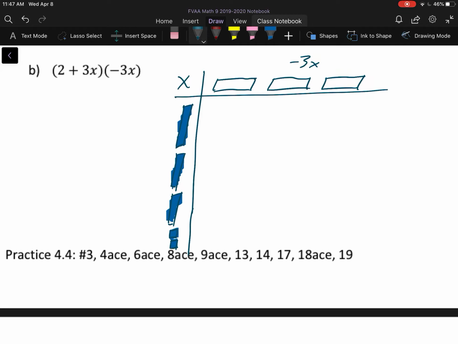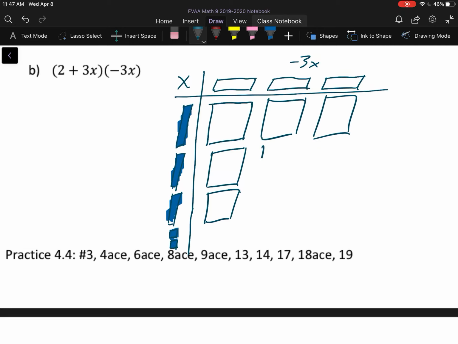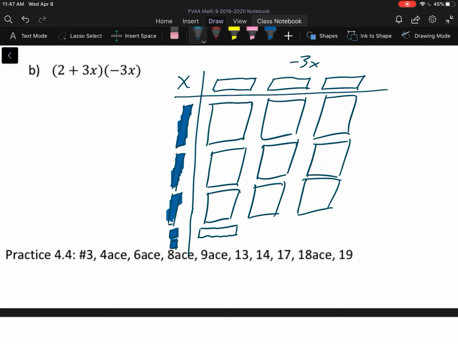Now again, I use the width of the top tile and the length of the side tile, and I complete my shapes. I've got lots of these to draw. Again, I'm using the width of the top tile and the length of the side tile, and it gives me these sideways x tiles. Because all of these are negative times a positive, all of these tiles stay blank, unshaded.